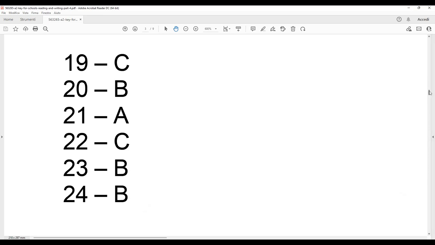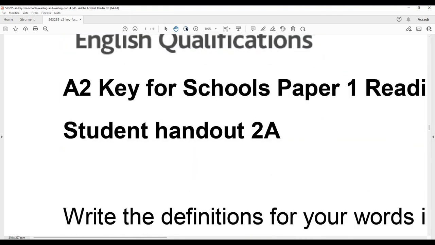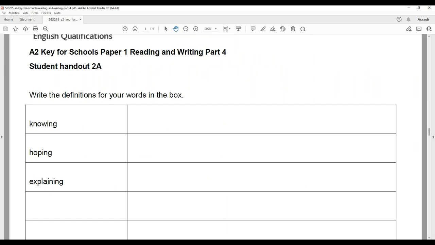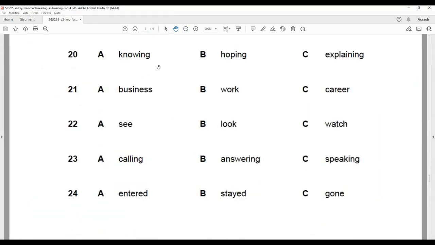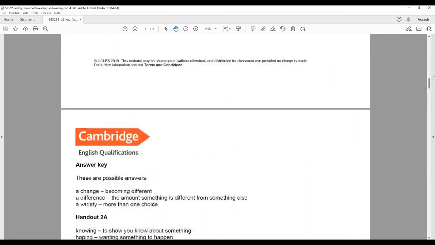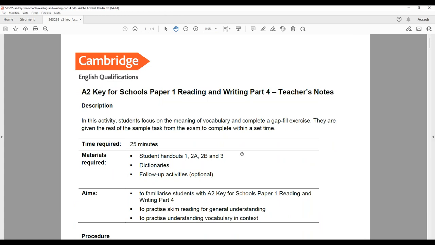Okay, let's go back and see what the options were. So 20 was B, hoping, 21 was A, business, 22 was C, watch, 23 was B, answering, 24 was B, stayed. Okay, so this is the end of the reading and writing part 4.